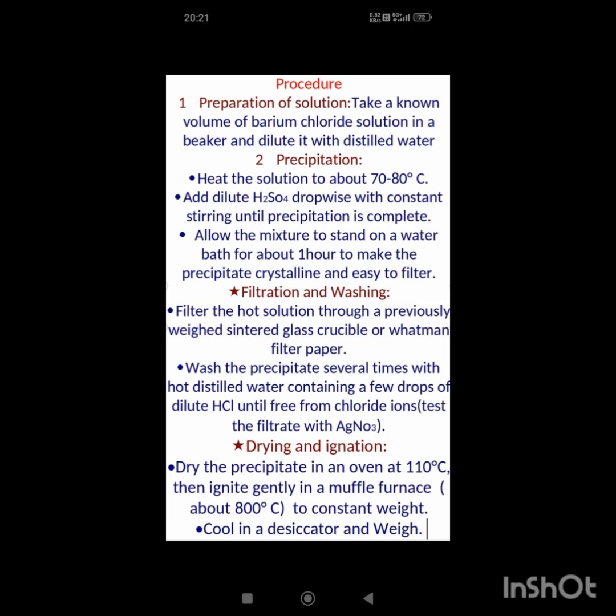Fourth one, drying and ignition. Dry the precipitate in an oven at 110 degrees Celsius. Then ignite gently in a muffle furnace at about 800 degrees Celsius to constant weight. Cool in a desiccator and weigh.